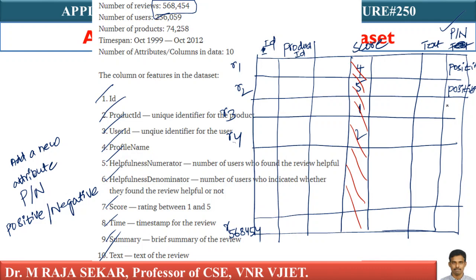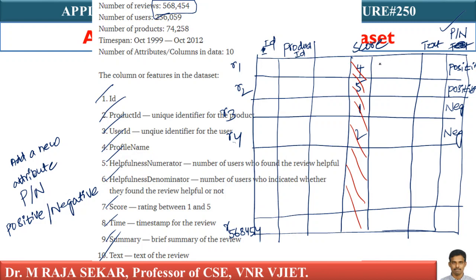This score is 1. I must say this is negative. This score is 2. I must say this is negative, isn't it? But after removing this score column, I must introduce a new column with P by N. P means positive, N means negative.